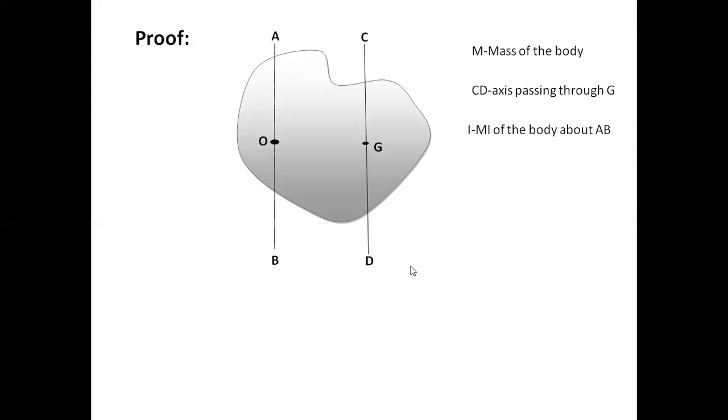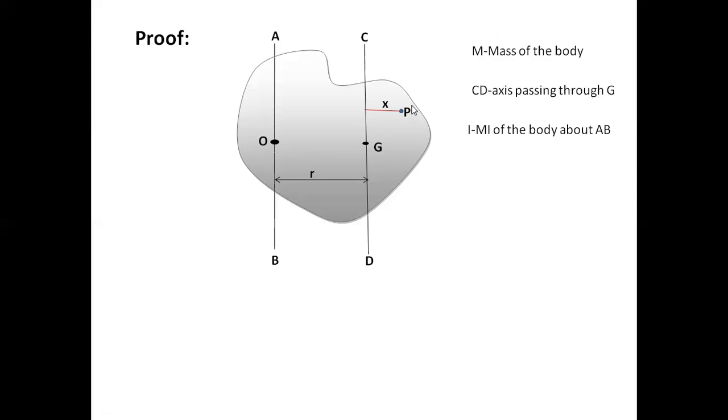And let I be the moment of inertia of the body about the axis AB. So here I represents the moment of inertia of the body about the axis AB. And let r be the separation between the two parallel axes. So the distance between the two parallel axes is small r. Now consider a particle P which is at a distance of x from the axis CD. Then the total distance of this particle from the axis AB is r plus x.